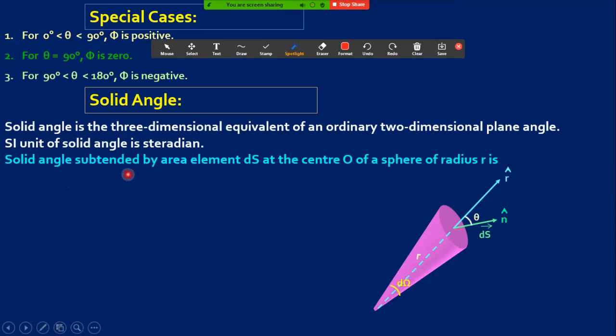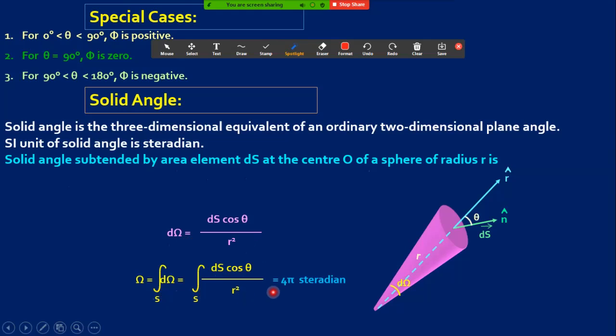Solid angle subtended by area element ds at the center O of a sphere of radius r is written mathematically as d phi is equal to ds cos theta over r square. So phi is equal to the integration of d phi, that is the integration of ds cos theta over r square, which is equal to 4 pi steradian.